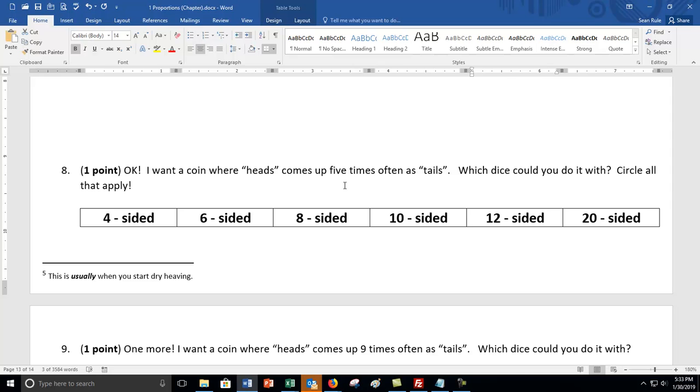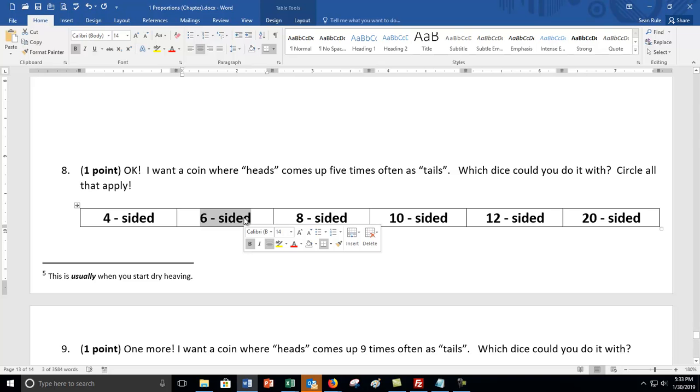Now, I know it's going to be very tempting to circle 10 and 20 because 5 divides into 10 and 20. But as soon as you start trying to do that, you're going to realize you can't do it that way. As a matter of fact, one of the most obvious ones to do this with is the 6-sided die. What? What are you saying, Sean?